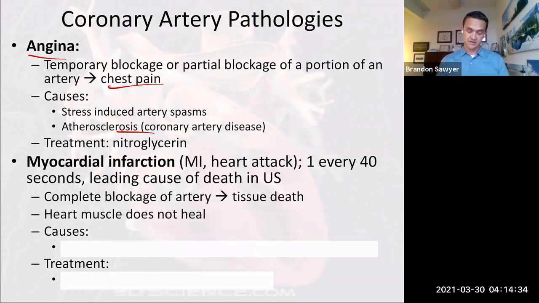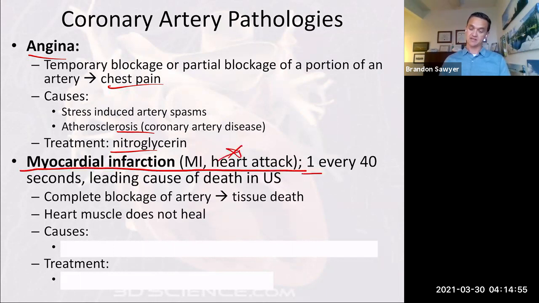The way this is dealt with is something called nitroglycerin. It's a little pill you put on your tongue. It's that same substance we talked about with erectile dysfunction, which is nitric oxide. It vasodilates, opens up those blood vessels, so it gets more oxygen to that heart muscle that's not doing well, and drops your pain. Okay, myocardial infarction, or MI, is a heart attack.